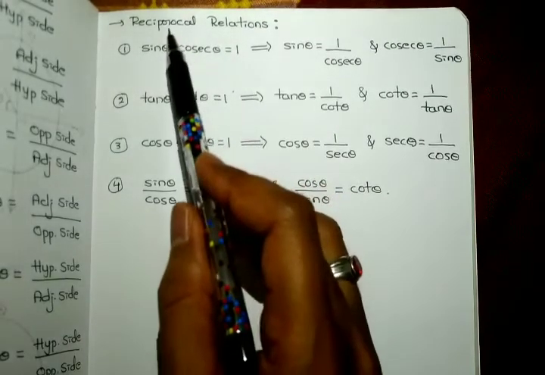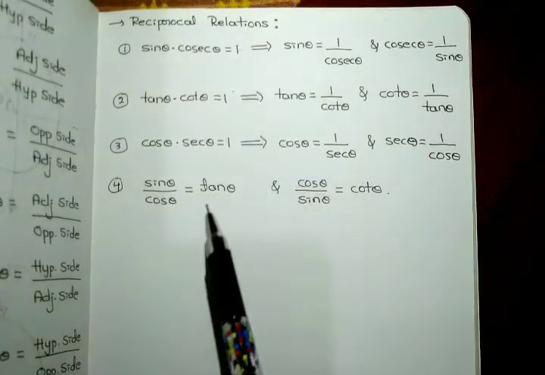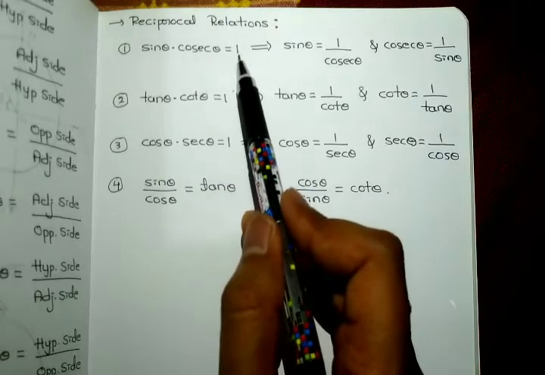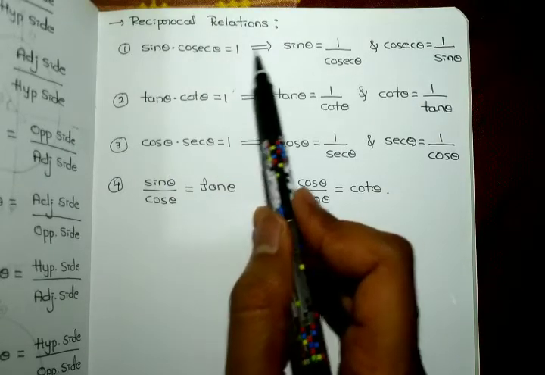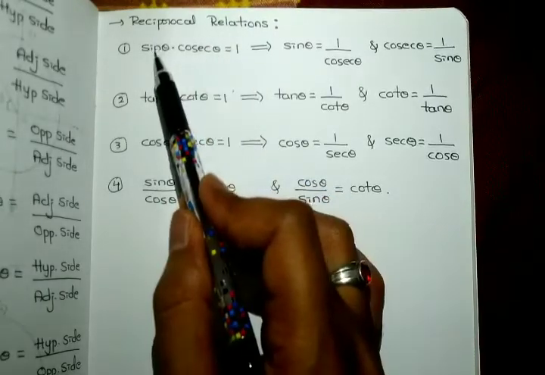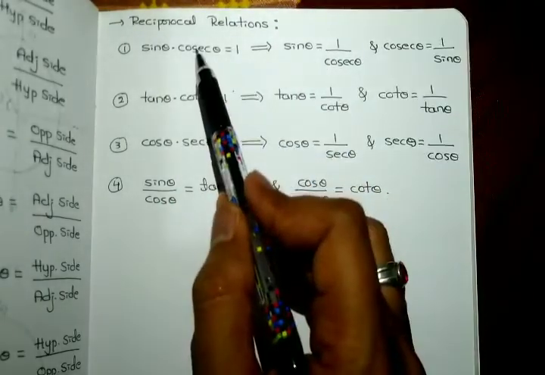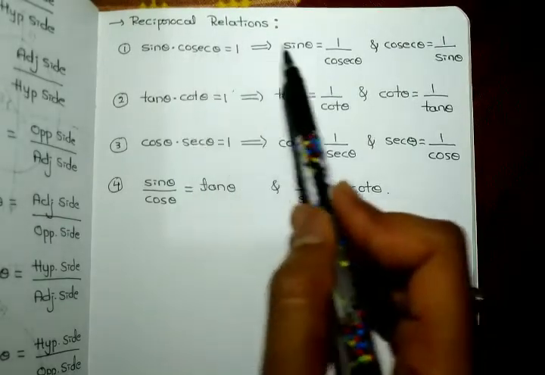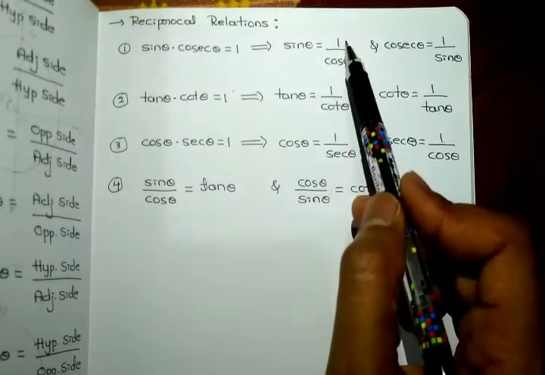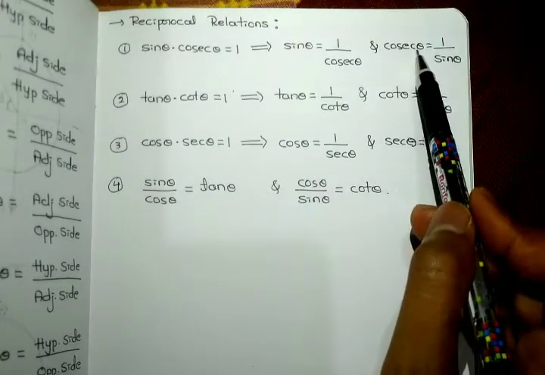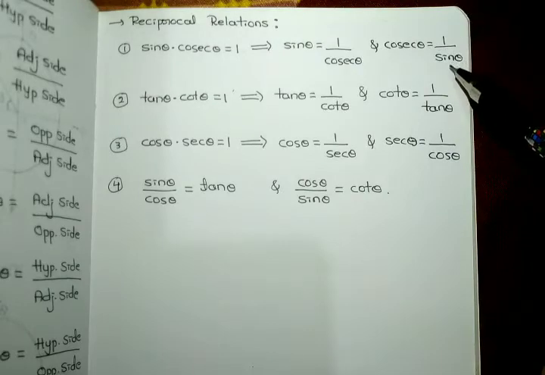Next, reciprocal relations. In that first one, sin theta into cosec theta is always 1. It implies that this formula can be written as what here? Sin theta is equal to, this cosec theta will come in the denominator because of multiplication sign. So sin theta can be written as 1 upon cosec theta, and similarly cosec theta can be written as what? 1 upon sin theta.